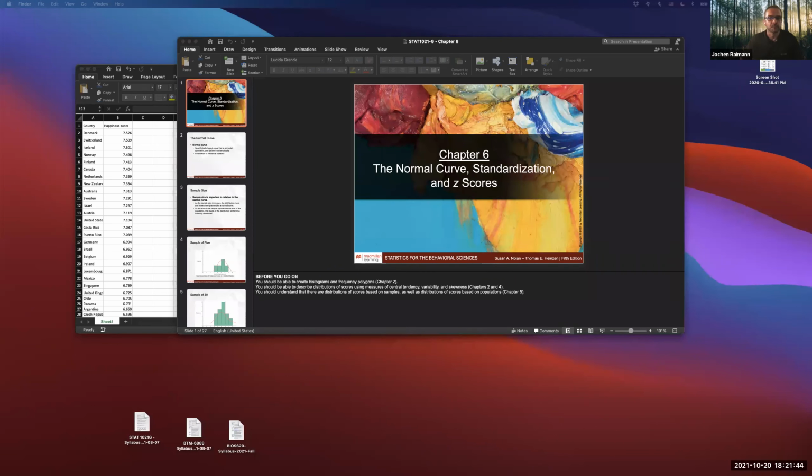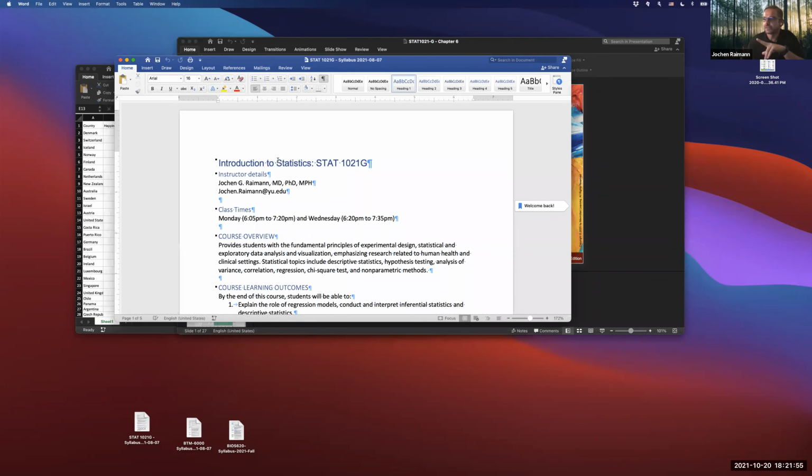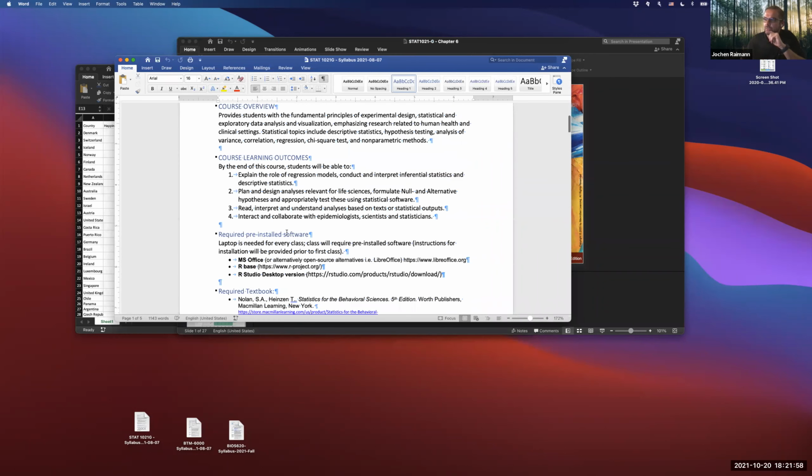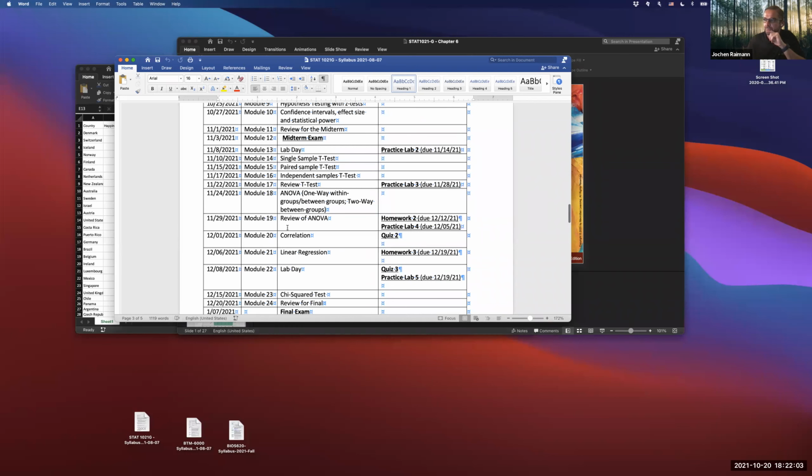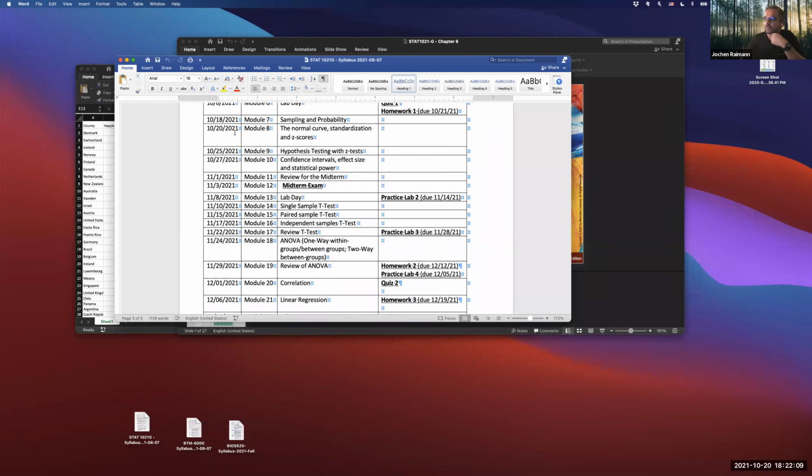I'm just quickly pulling up the syllabus so we can quickly chat about it. I hope you all see my shared screen at this point. We are today at module 8. We will be talking about chapter 6. Chapter 6 is the normal curve, which is, as you can imagine, for parametric testing, which we will basically spend our time on for most of this class. Really the most important basic concept which we have to discuss.